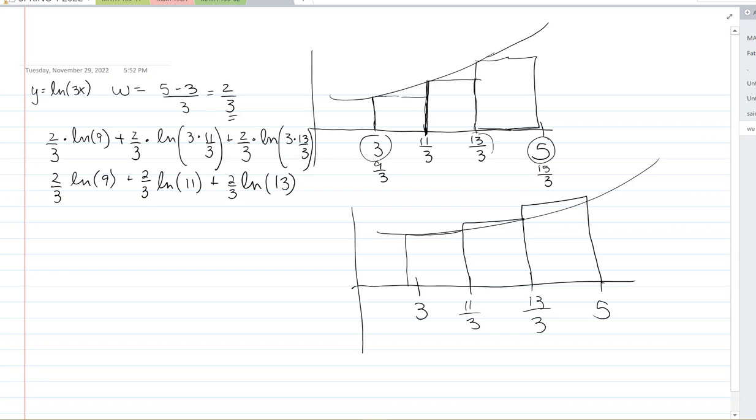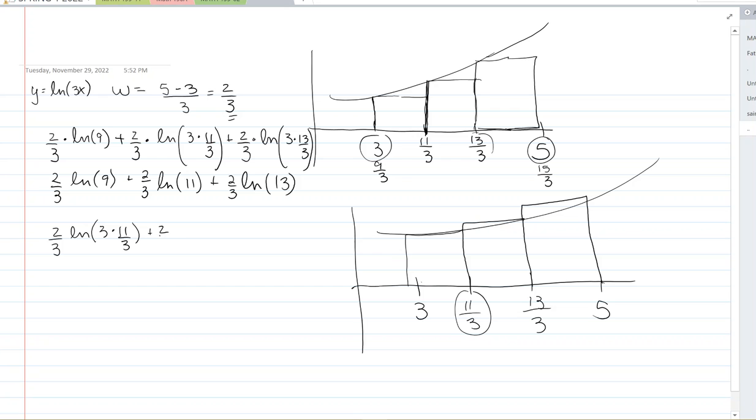So when you do this one, you're not starting at the height of 3, you're starting at the height of 11 thirds. It's still a width of 2 thirds, but the right one is always going to end on the very right number. The left is going to start with the very left number. Okay, so 3, and then we do times 11 thirds.